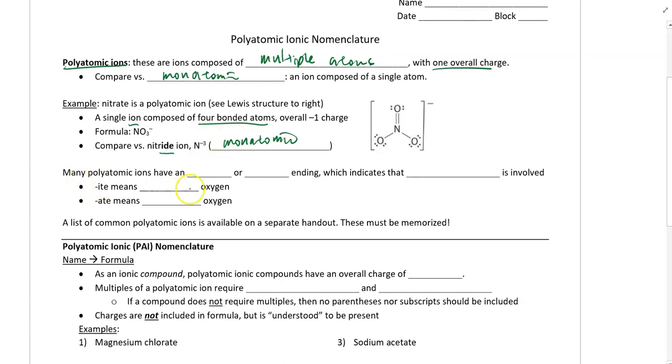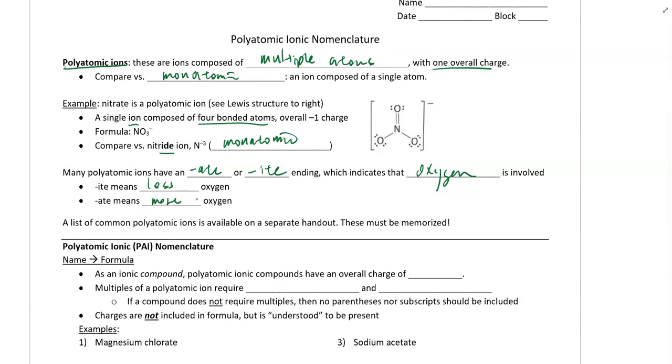Typically, many polyatomic ions have an -ate or an -ite ending, which indicates that the element oxygen is somehow involved. That means oxygen's in there somewhere. Typically, -ite versus -ate just means that -ite has less oxygen and -ate has more oxygen. That is a good place to check in on some stuff here.